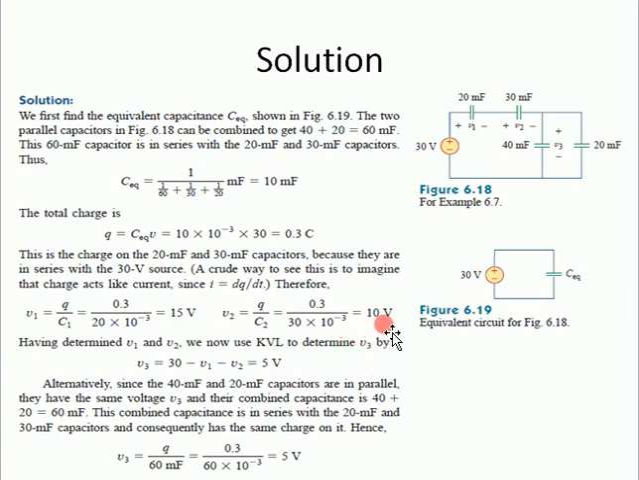Now when we have solved this 40 and 20 millifarad, then we get the 60 millifarad here. There is a simple series circuit in which the three capacitors are the 20, 30 and 60 millifarad. So the charge for this 60 millifarad is also 0.3. So we can calculate V3 from here, that is V3 is equal to 0.3 divided by 60 milli. So we will get the value of V3, that will be equal to 5 volt.